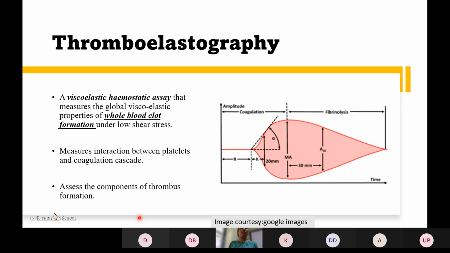Then coming on to today's topic. So what is thromboelastography? It is basically a viscoelastic hemostatic assay to see the efficiency of the blood coagulation system in our body. In normal simple PT and APTT, we are not able to evaluate how the fibrinolysis is going on in our body or at what speed the fibrin is getting deposited. But through thromboelastography, we'll be able to assess that, because it measures the interaction between the platelets and the coagulation cascade, and it also assesses the individual components of thrombus formation.